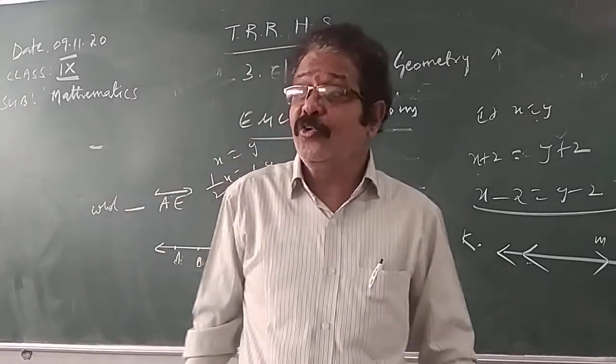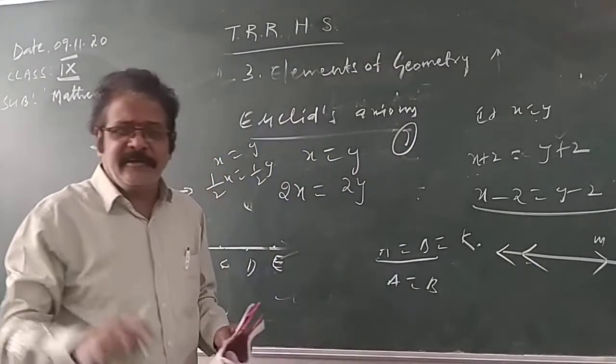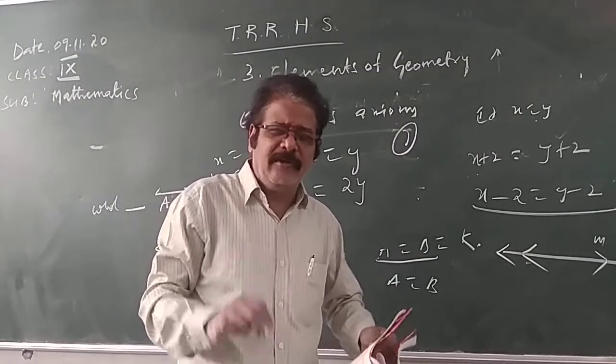These are the Euclid's axioms. The Euclid's axioms are 7. You go through the textbook, it is clearly mentioned in the textbook. You go through it. I hope you understood.